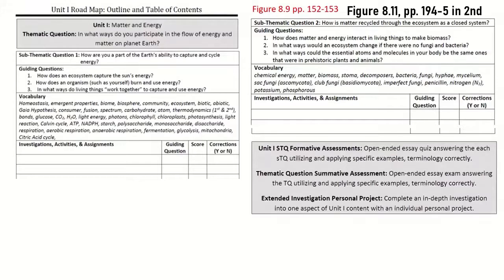All right, now that you have your unit scope and sequence done, now you need to do the document or documents or resources you will use to communicate the unit outline, the unit plans, and the expectations to your students. And so I'm going to show you the example I used when I taught biology.